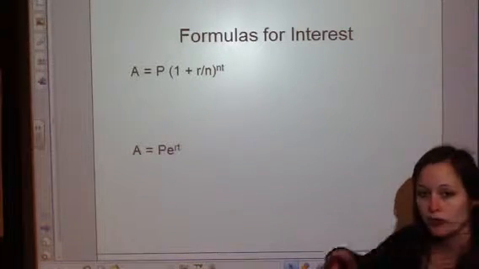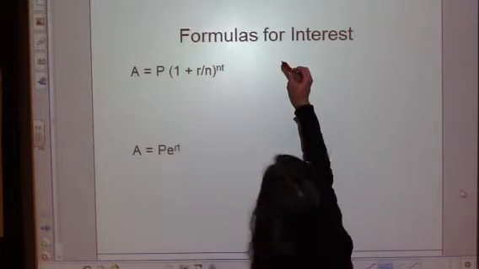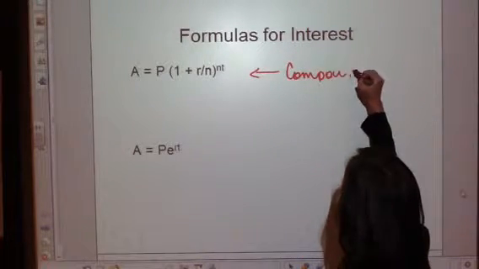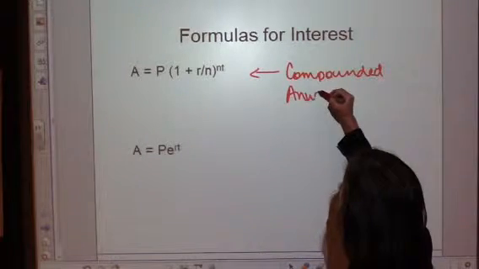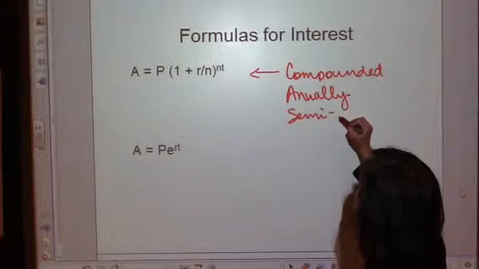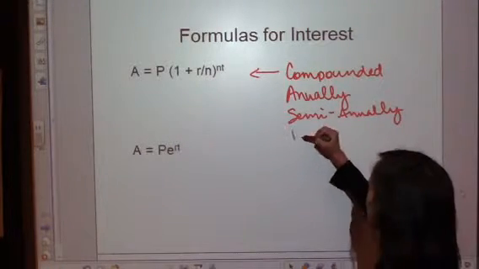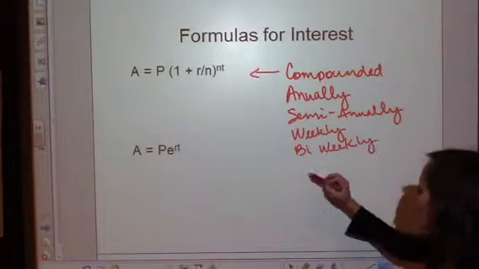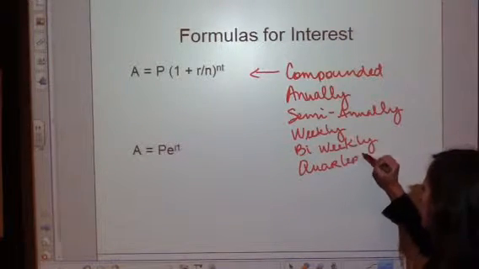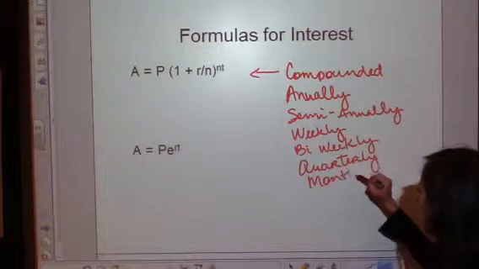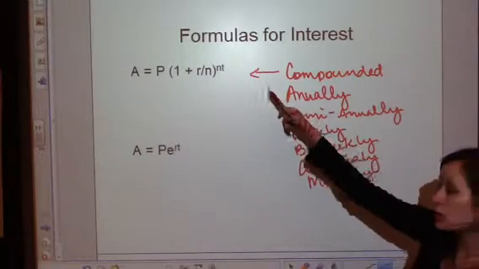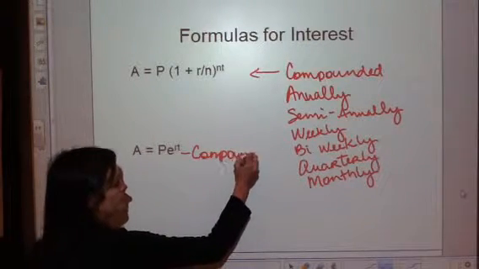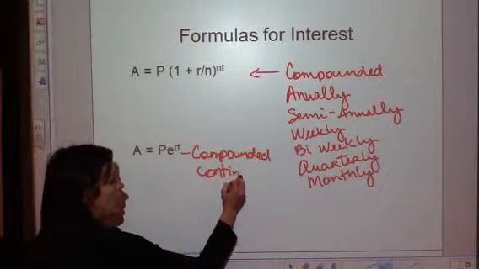So we have to know two formulas. The first formula works for anything that is not compounded continuously. So when they say compounded annually, semi-annually, weekly, bi-weekly, quarterly, monthly, bi-monthly, things like that, this is the equation they're talking about. This bottom one is only when they say compounded continuously. That means it's compounding all the time.